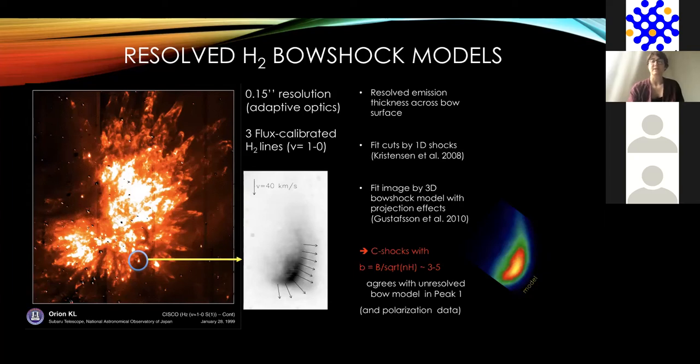So to me, this is one of the strongest evidence for C shocks that we have right now in the sky. And it's showing that if you combine several observational constraints, like sizes and fluxes, or line profiles and excitation diagrams, you can really go quite far in the modeling.